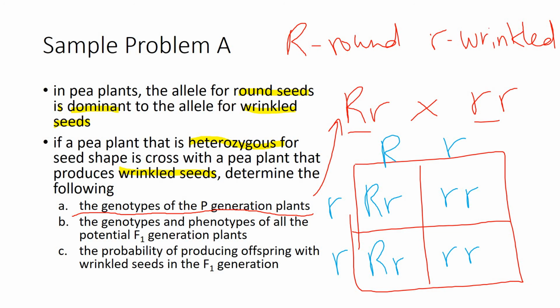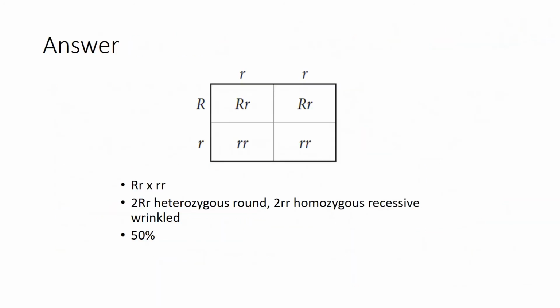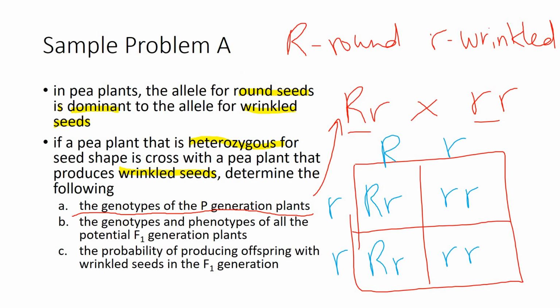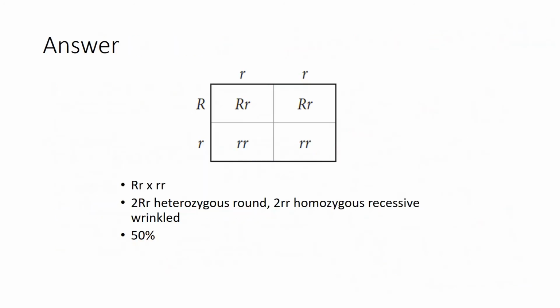All right, so here's our results, and I've actually done an answer page, next page. So our results are here. They're exactly the same compared to the one before. I put the heterozygous parent on the top. Whether or not you put it on the side here or on the top, it doesn't matter. The results are going to be the same. We have 2 heterozygous round and 2 homozygous recessive.